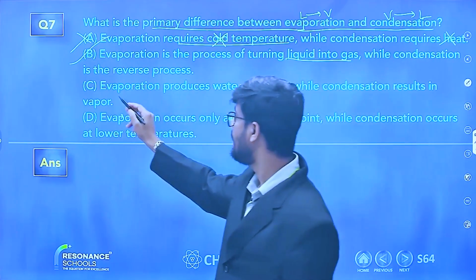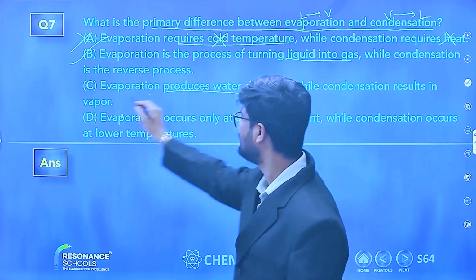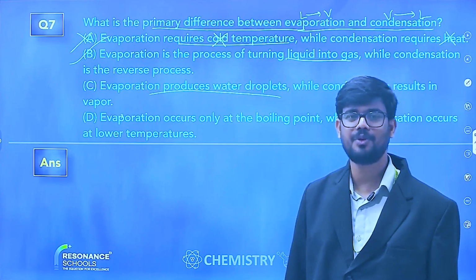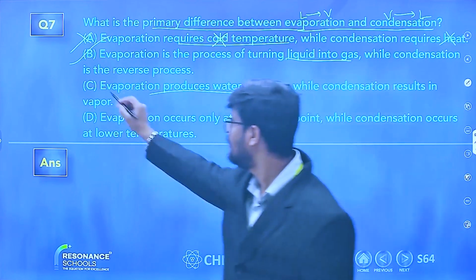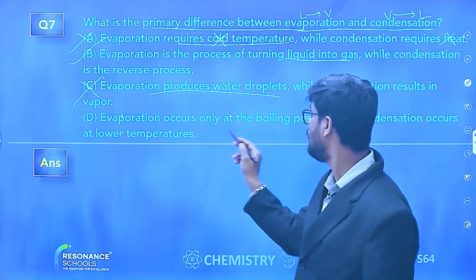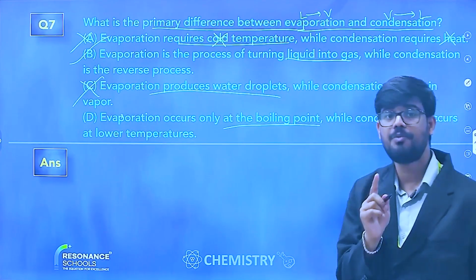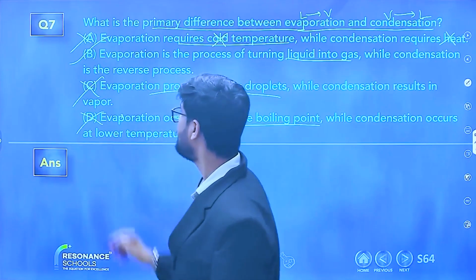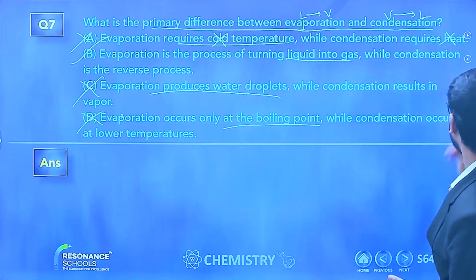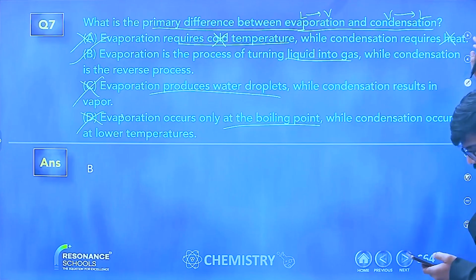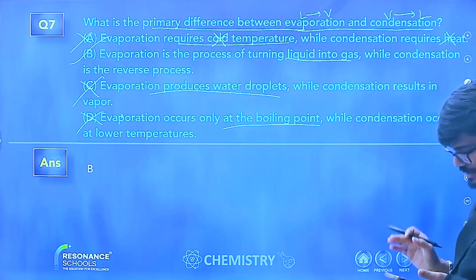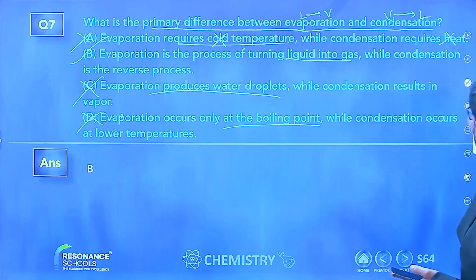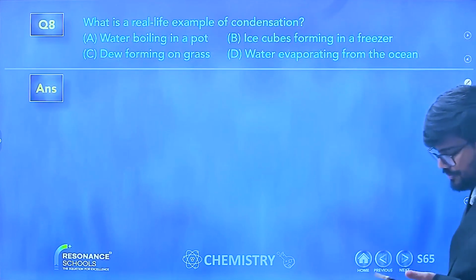Now read option C. Evaporation produces water droplets. No. Evaporation produces water vapor, right? Wrong answer. Evaporation occurs only at boiling point. No. Evaporation occurs below boiling point. Okay, so this is also not the correct answer. So answer should be here B. Correct? Okay. Clear now this one? Next. Everyone try this question.